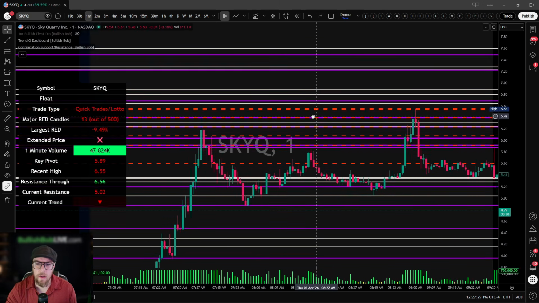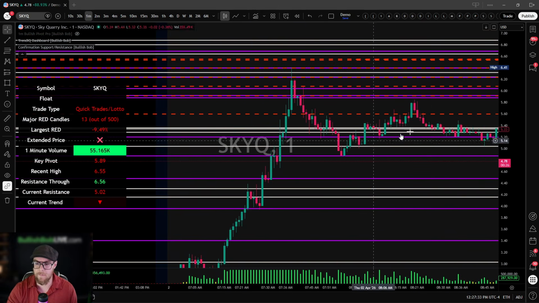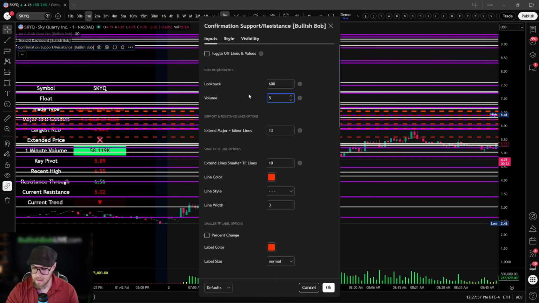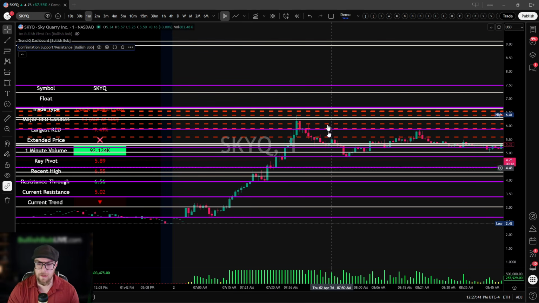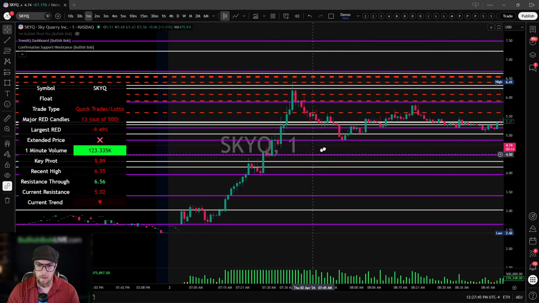But look at this. Even though it's choppy, when we peaked up over here, and you guys will see if I rewind on this chart, let me do something here. I'm going to go back into the settings, put a 50,000 share filter on our confirmation support resistance. Now we have less lines, right? That's all it's doing, cleaning it up a little bit.